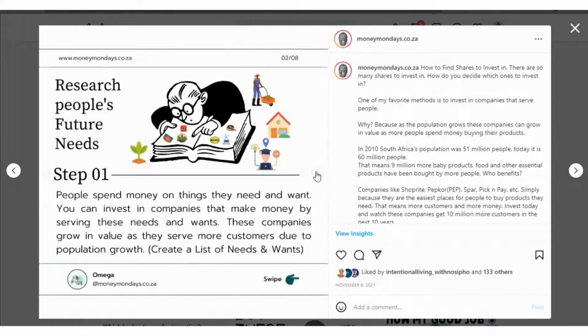The first step is research people's future needs. It's very simple. People buy things that they need, and so they'll spend money on those things. And you, as a shareholder, a business owner, an entrepreneur, you want to sell people things that they believe they need or want. It's literally that simple to make money.